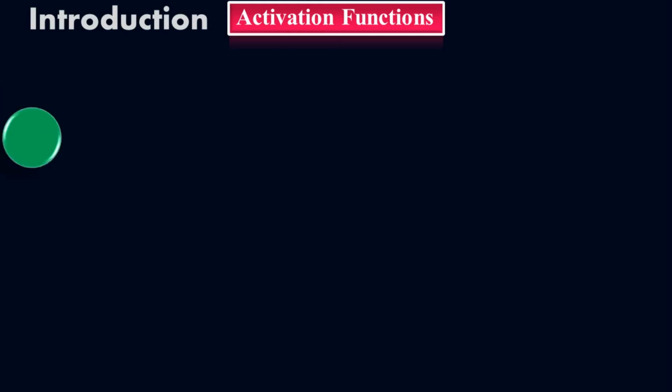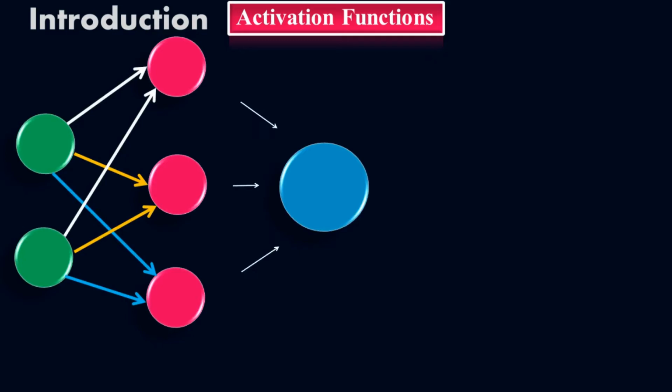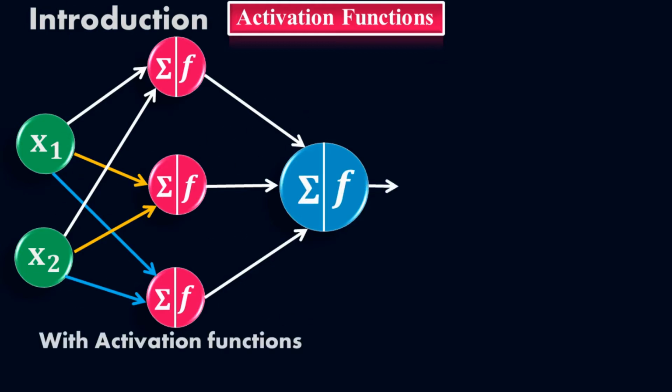So let me build a simple neural network here. I'm going to make a typical neural network where x sub 1 and x sub 2 are the inputs, and these are the hidden layers with the summation plus the activation function, and then the activation functions here with a summation sign, and then the output. So it is with the activation functions.